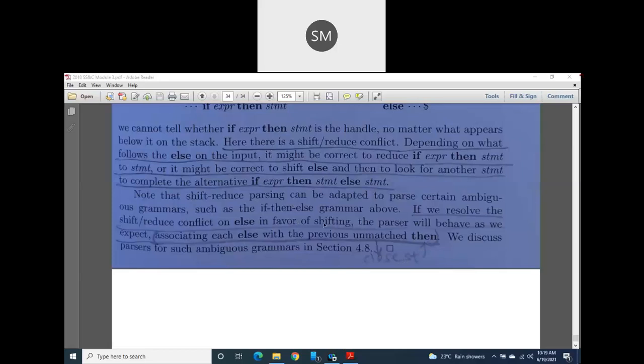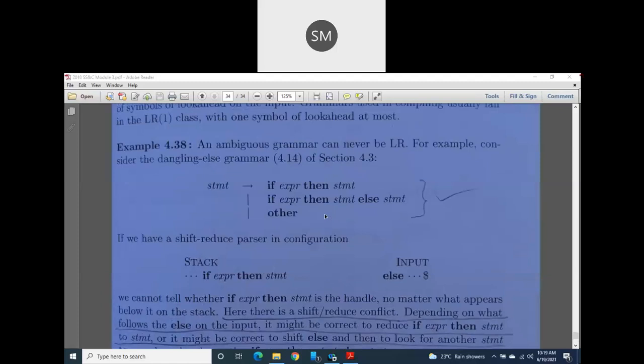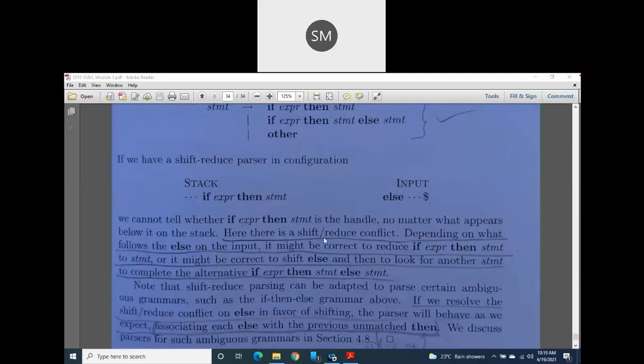So if you give priority to shifting instead of immediately taking a decision of reduction, if you perform shifting of else, shifting of a statement, and then take a decision of reduction, then our parser will behave as per our expectation. Correct? It is the safer side, it is a proper way. So this is about shift reduce conflict, guys.